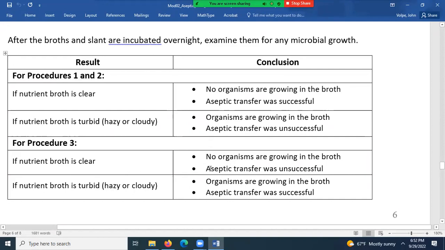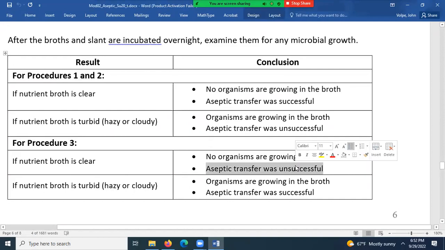For procedure 3, if the nutrient broth is clear, no organisms are growing in the broth and aseptic transfer was unsuccessful because we transferred Serratia marcescens into the broth. If the nutrient broth is turbid, hazy, or cloudy, then organisms are growing in the broth and aseptic transfer is generally successful. You have to make sure the color is correct before you can say it is 100% successful, but at least organisms are growing.